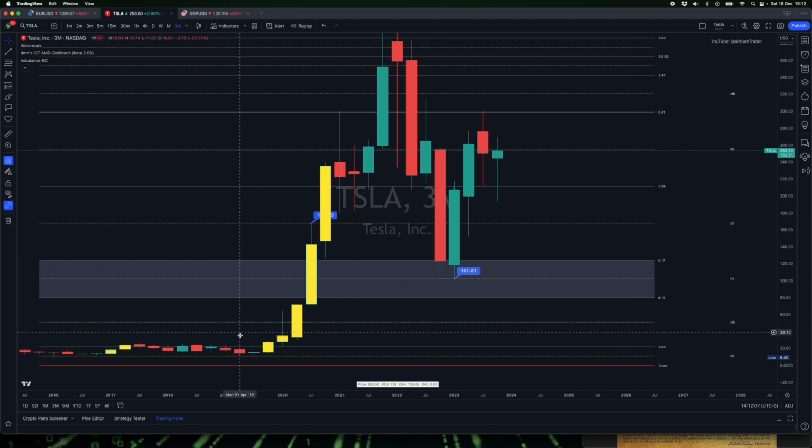The first piece of evidence was we had a retrace to the fair value gap. The fair value gap was in the fair value gap GB level. I guess the second piece is not only did we have a retrace to the fair value gap predicted by Goldbach, we had a retrace to the consequent encroachment of the fair value gap.